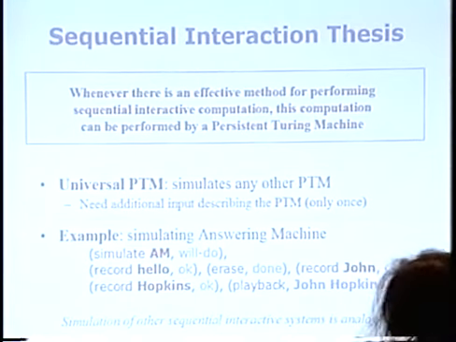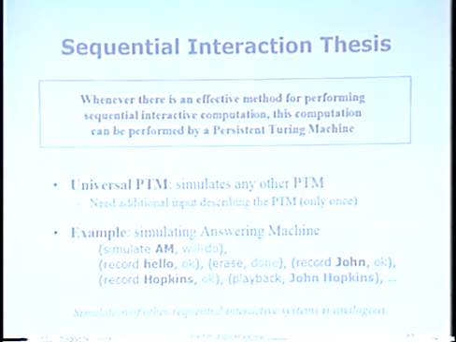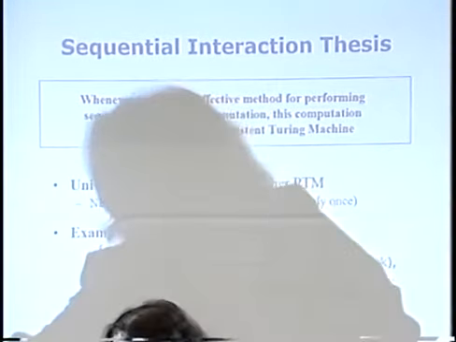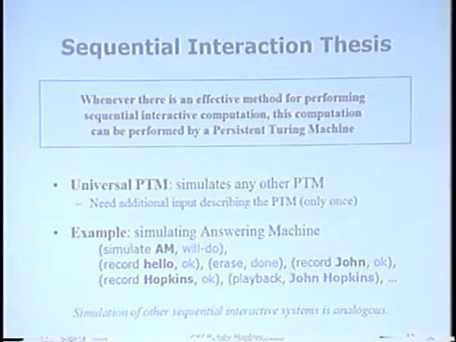All right. So now we will present a thesis. It is in the paper. The paper is available right here, some reprints. It was published in Information and Computation. The thesis is that whenever there's an effective method for performing sequential interactive computation, this computation can be performed by a persistent Turing machine. Okay?